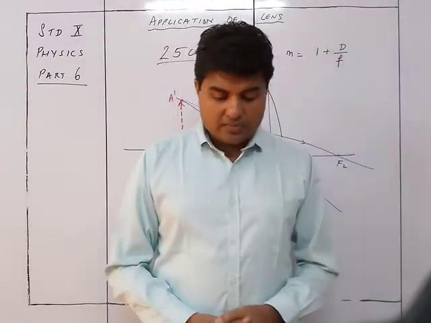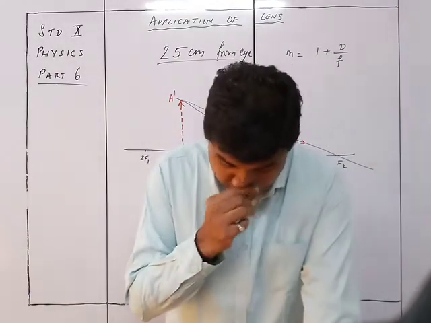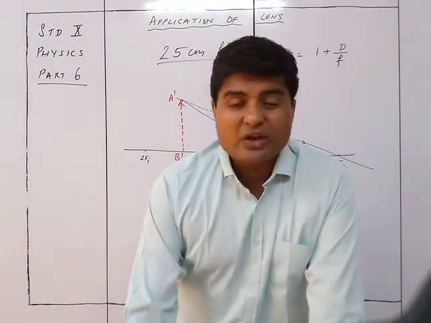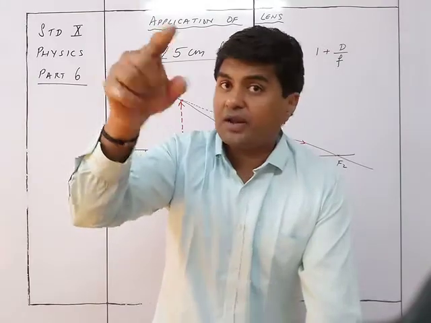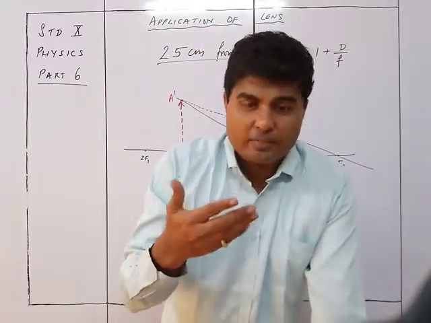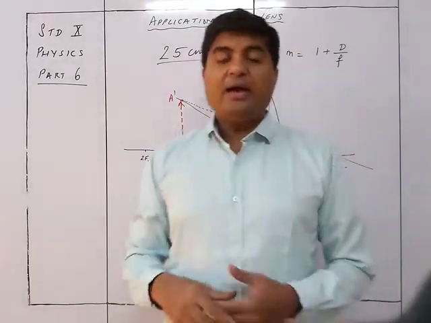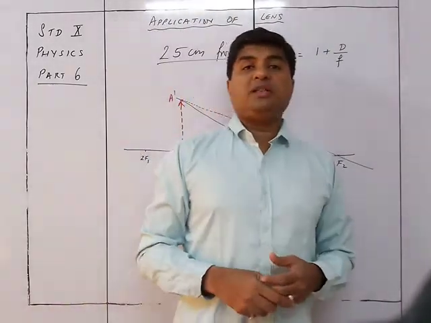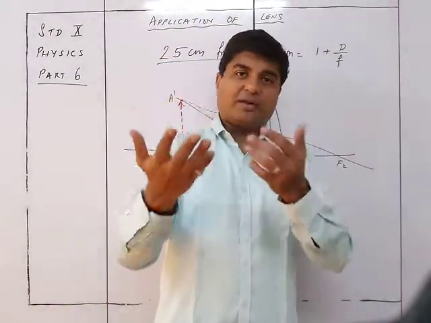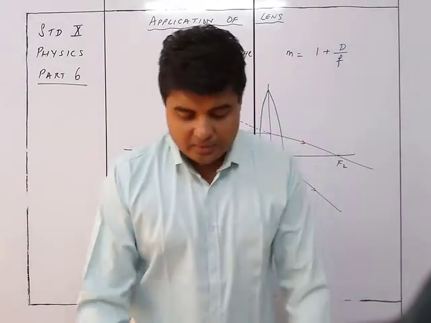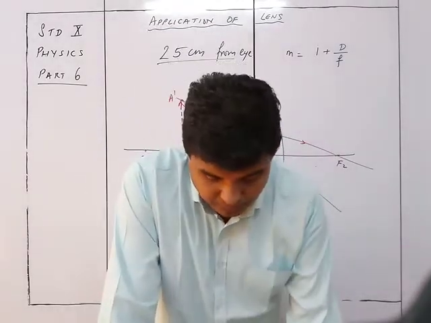So long-sightedness means he can see the long things but cannot see the shorter things. So when he's not able to see the shorter things, he will use a convex lens, converging kind. And if he's not able to see the far off things but can see the near things, he will be using a concave lens.